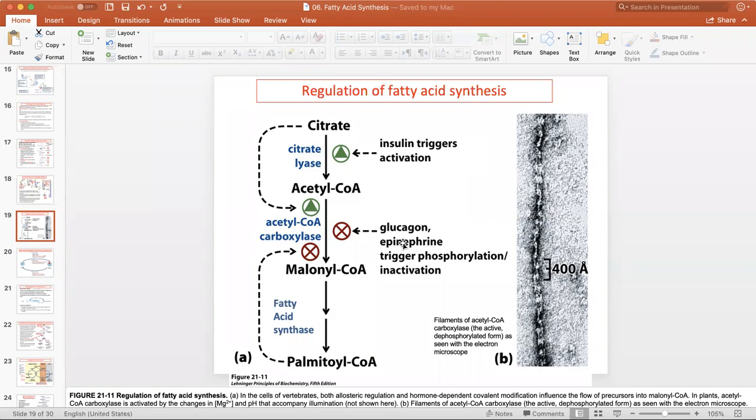One more thing that I mentioned before was the negative feedback by the products. So if we make a lot of palmitoyl-CoA, we have a lot of downstream products, we don't need to make more. So it will come back and inhibit this enzyme again. It will inhibit the acetyl-CoA carboxylase so that we don't make more palmitoyl-CoA because we already have enough of it. So this is mainly talking about the regulation.